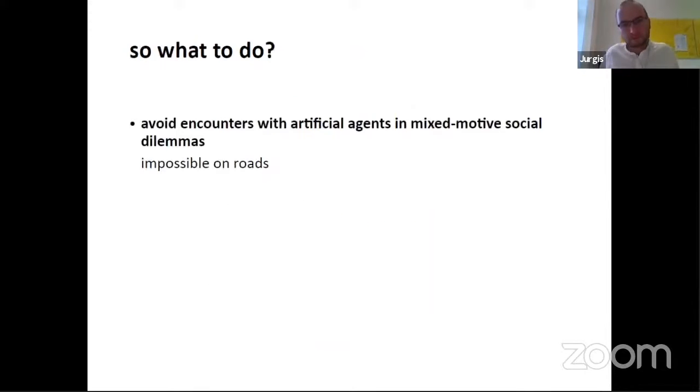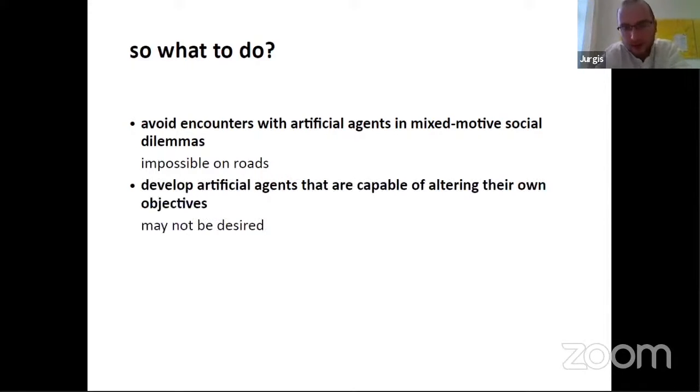So what to do? Clearly this shows that this might be an expected challenge to the introduction of AI agents into our social interactions, such as driving on the road. So here are four possible ways forward that we might want to consider. One is that we may want to avoid encounters with artificial agents in mixed motive social dilemmas, such as chicken. Now, this might be possible in some domains, but as the driving game of chicken shows, it might be very difficult to achieve on roads.